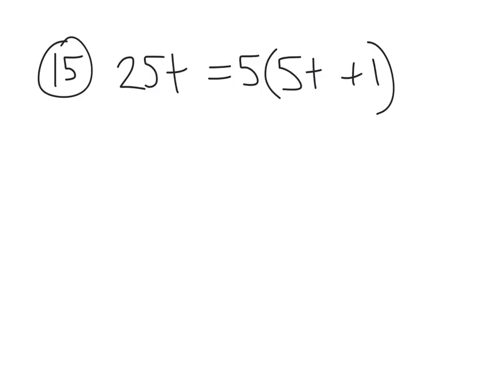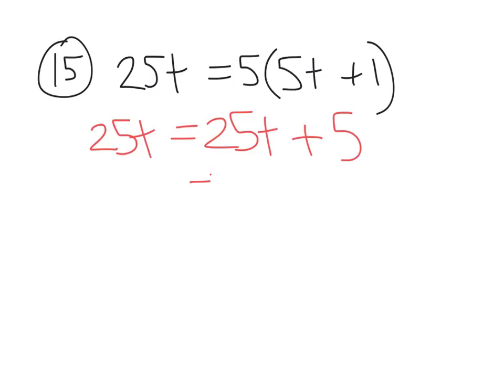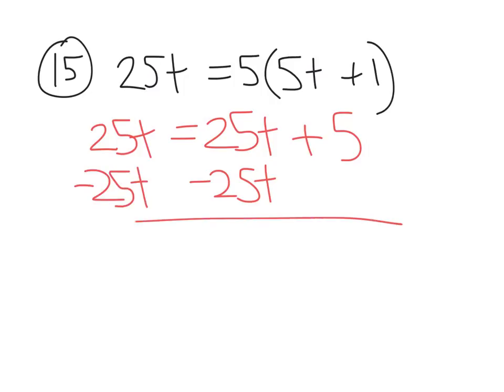Here we're going to have to do some distributing, and then we'll have to go ahead and move things from one side to the other. This is kind of a special case one too, so let's look closely. It's still going to be 25t. Got to get rid of the parentheses first, so it's going to be 25t, because 5 times 5t, plus 5 times 1, that's 5. So now I'm going to subtract 25t from both sides, because I got to move them over so that they're on the same side.